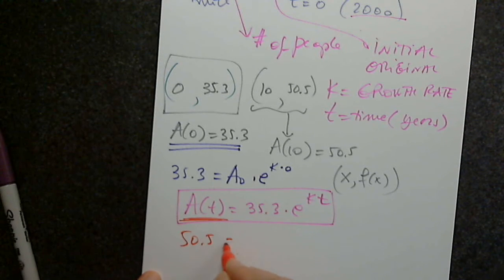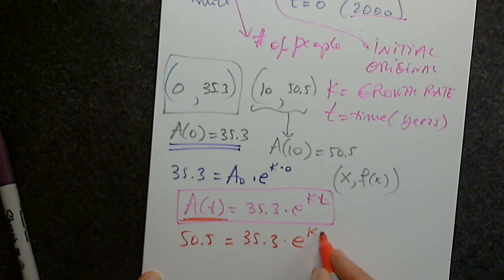Yes, 50.5 equals 35.3 times e to the k times 10, exactly. So when t is 10, A of 10 is 50.5. Okay, what am I solving for now? Exactly. This is what I don't have: k. However, the equation is not ready. It needs to be cleaned up. How do I clean this up?